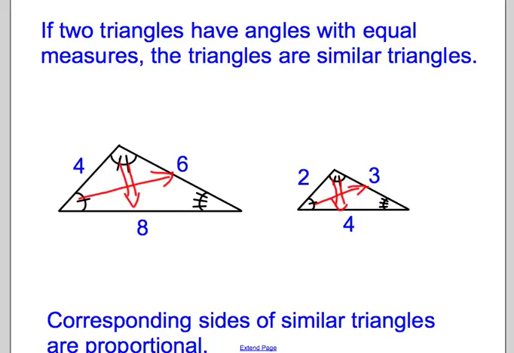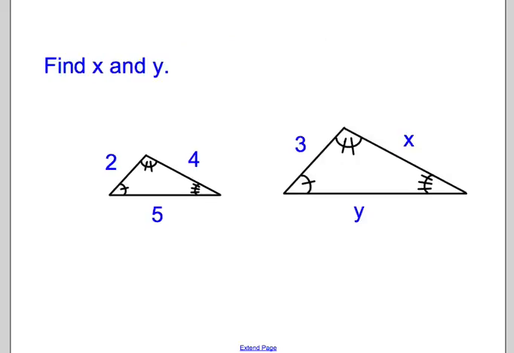Okay. So how does this work? Solve for x first here. Kelsey, if I'm solving for x, what length in the other triangle corresponds with x? 4. 4? Yes, 4 does. So I'm going to put x over 4 because they correspond.